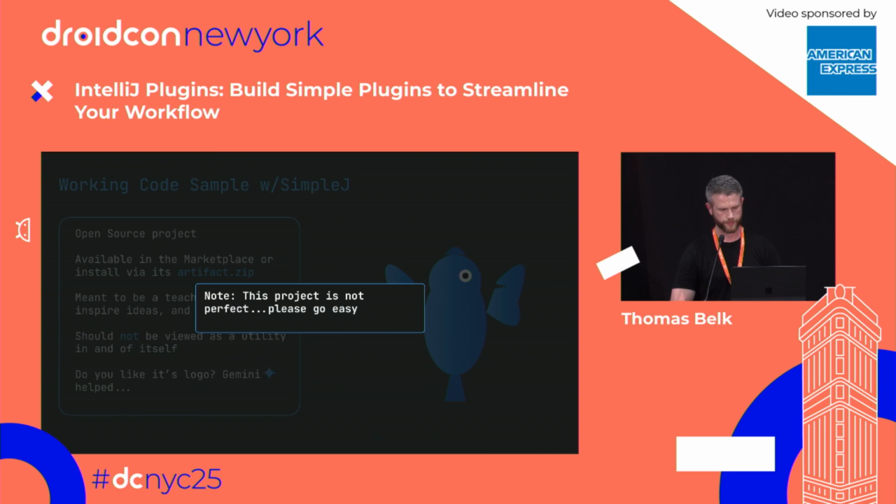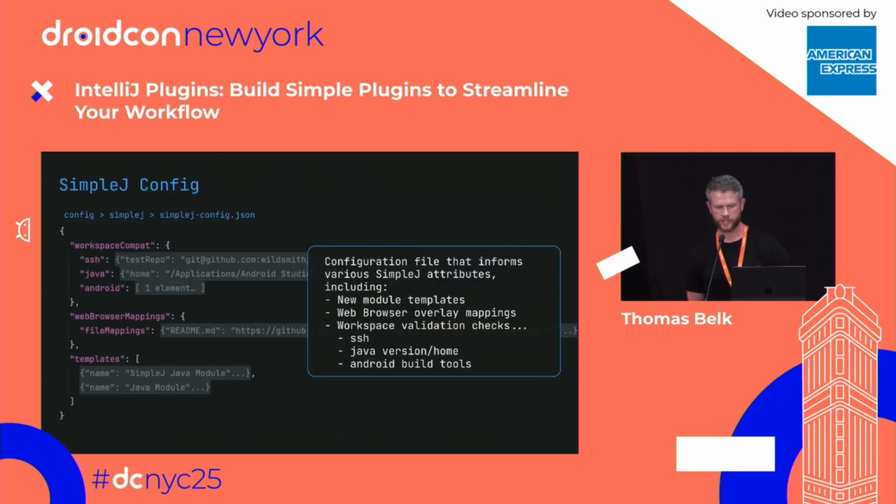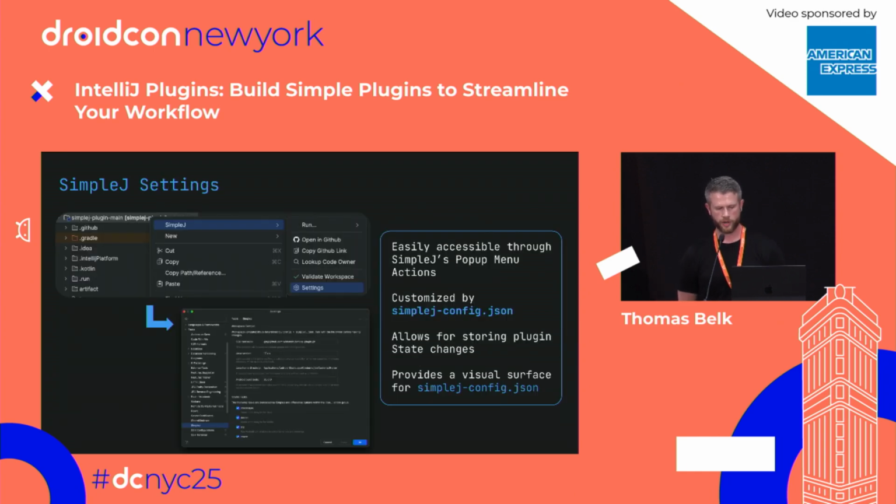So go figure. SimpleJ consumes a JSON file that informs various actions, like new module templates, browser overlay mappings, and workspace validation checks. More on those in a second. This file is one way to customize the IDE plugin, offered in a shareable file that can be pushed into your codebase. The plugin offers settings that are both populated by the config.json file, as well as offers users the ability to customize their instance of the IDE plugin through settings. Where the JSON file is a global configuration, the ability to customize the plugin and settings is localized to the current machine.